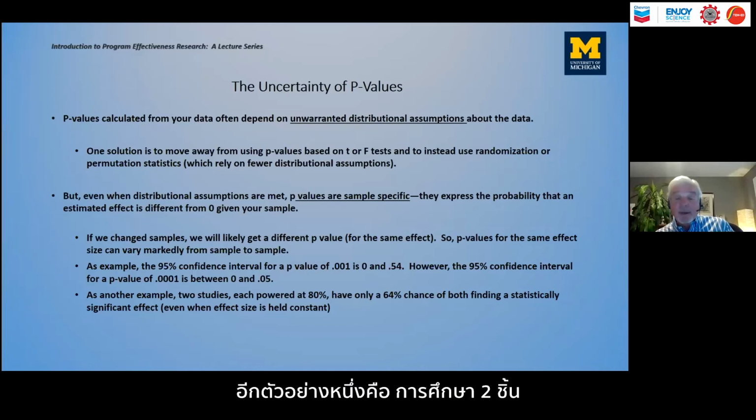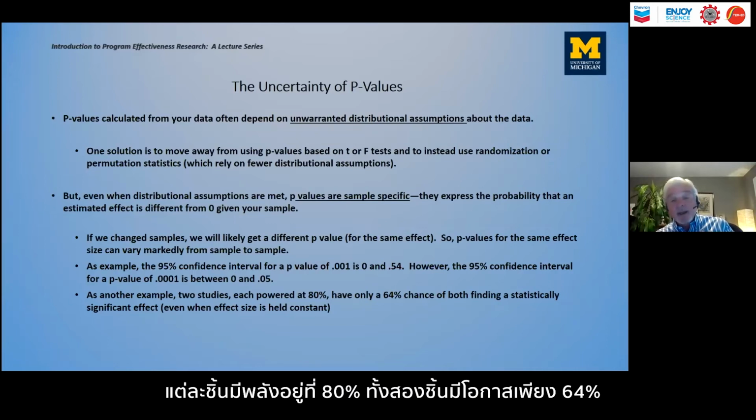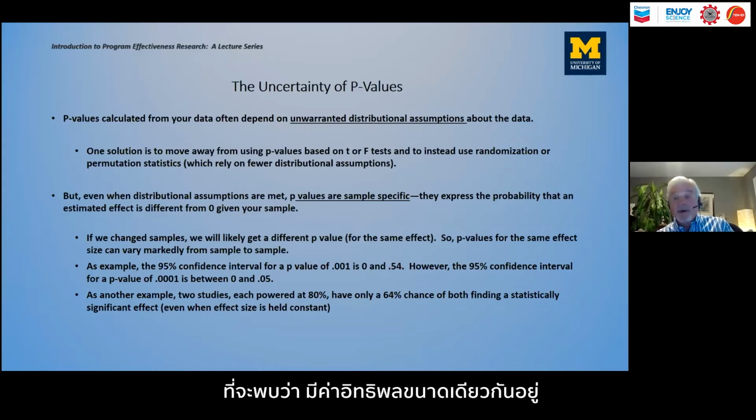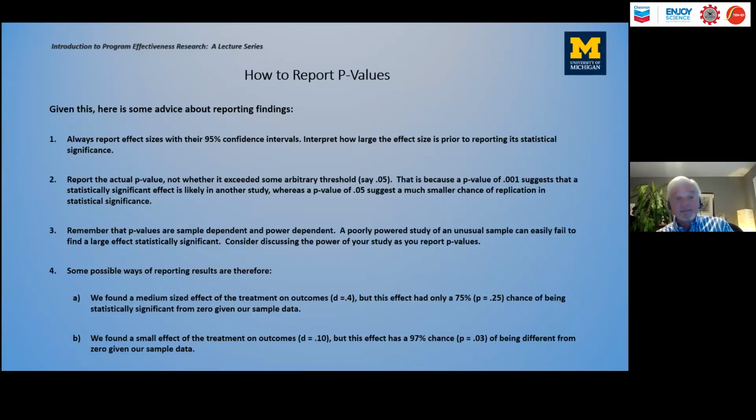And so another example is two studies, each powered at 80%, only have a 64% chance of both finding that an effect of the same size is present. So there's a ton of variability in p-values even when the effects are the same, because p-values depend on and are sample specific. And that's an important thing for you and the reader to understand.